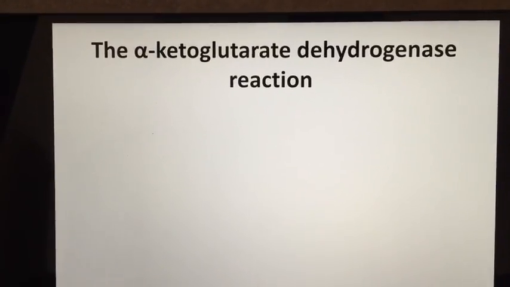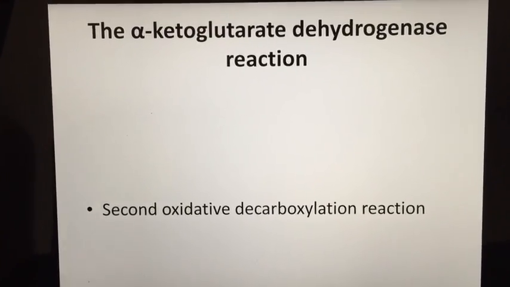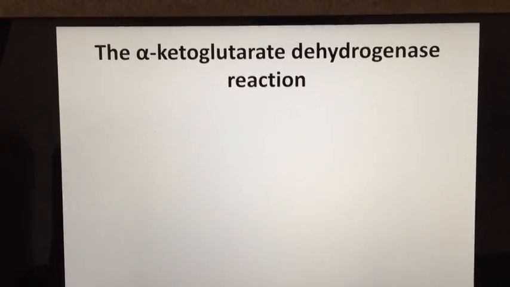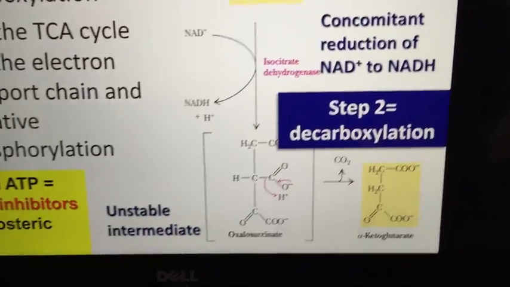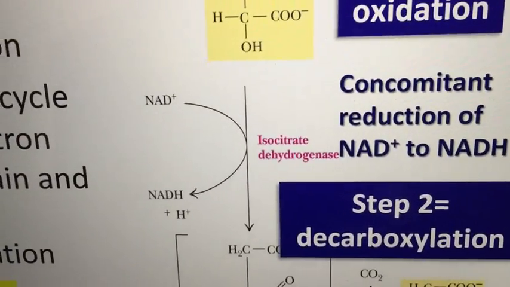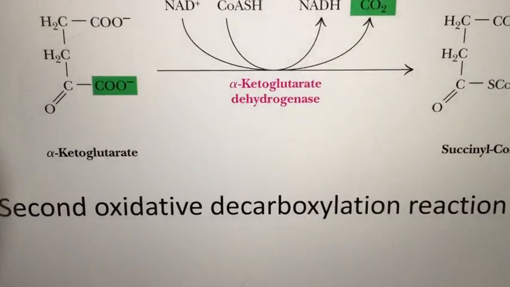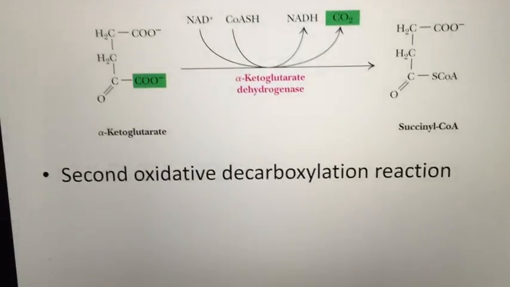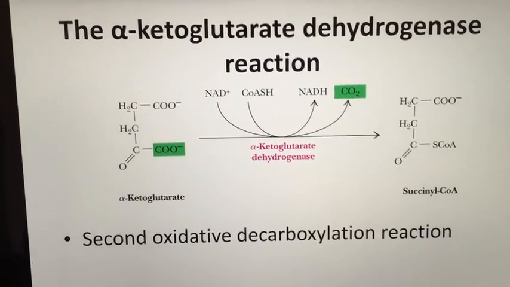So the next step is the alpha-ketoglutarate dehydrogenase reaction, which we said is also an oxidative decarboxylation reaction, just the same as the one before. But the difference is that the previous reaction, we said, happened in two steps: first oxidation and then decarboxylation, and that is because isocitrate dehydrogenase is just a single enzyme. But alpha-ketoglutarate dehydrogenase is actually a multi-enzyme complex. So this oxidative decarboxylation happens within the complex. So we don't see the intermediates, and we go directly from alpha-ketoglutarate to succinyl-CoA.